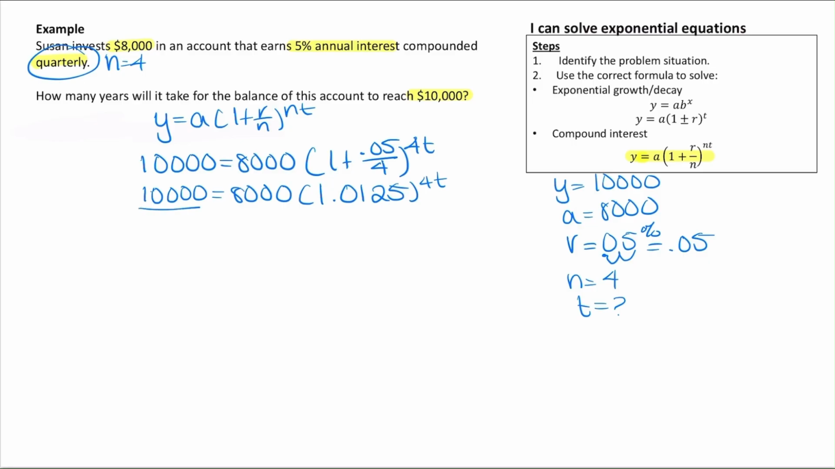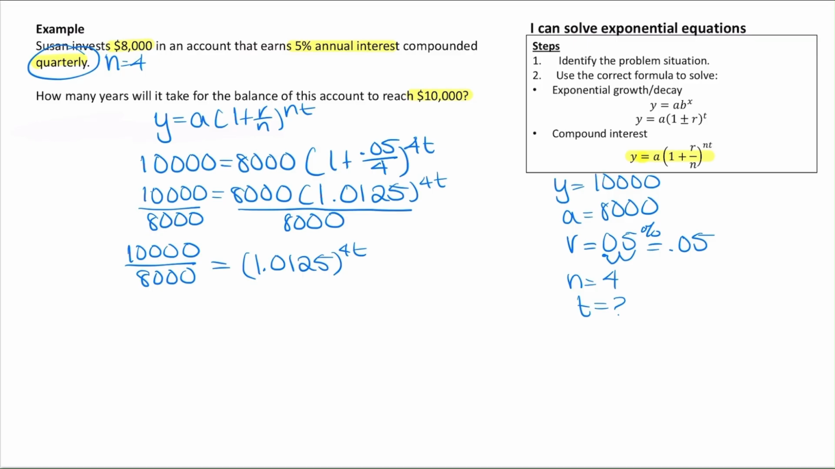So I'm going to start off by dividing both sides by 8,000 to get that exponential term by itself. And so that's going to give me 10,000 over 8,000 equals 1.0125 to the 4 times t. So now we've isolated the exponential term, so I'm going to go ahead and take the log of both sides. So I have the log of 10,000 over 8,000 equals the log of 1.0125 to the 4t, okay?